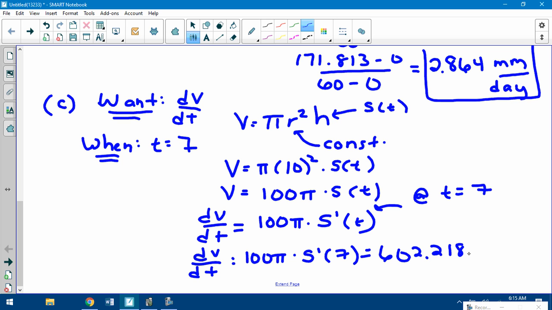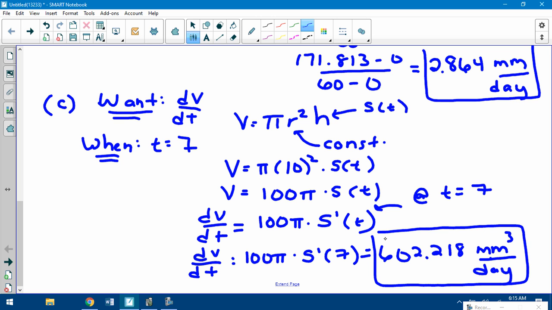And they need units again. We're in volume. Since the height's in millimeters, the volume would be millimeters cubed. With respect to time, is still per day. Again, I would only put units if it asks for them.